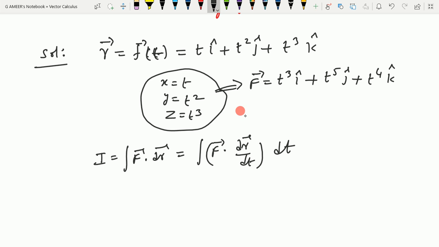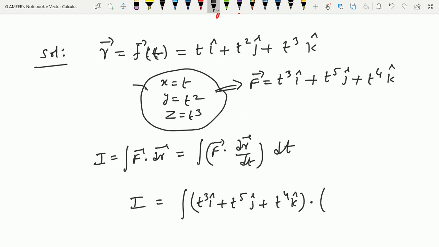So, change of differentials. Here I have f in terms of the parameter t, that is t cube i plus t power 5 j plus t power 4 k, dot product with dr by dt. So dr by dt we need to calculate. r is there, so how to calculate dr by dt? Just differentiate with respect to t. That is i cap plus 2t j cap plus 3t square k cap. So I substitute here i cap plus 2t j cap plus 3t square k cap.